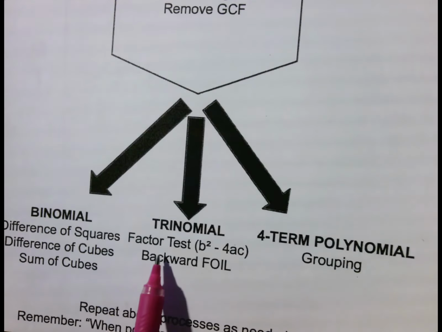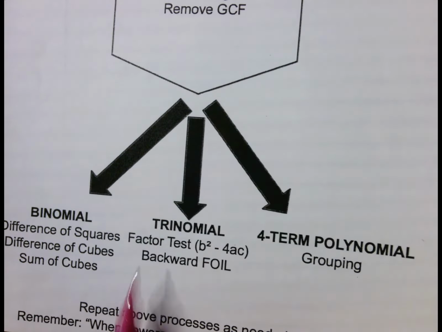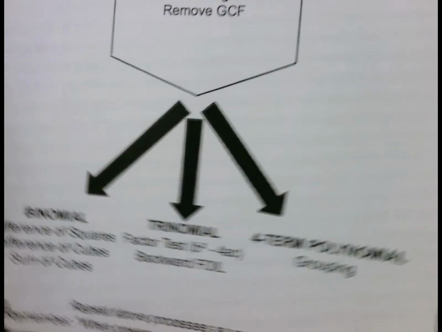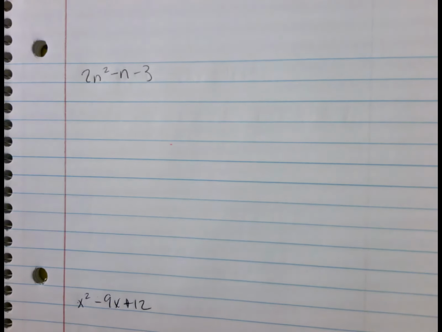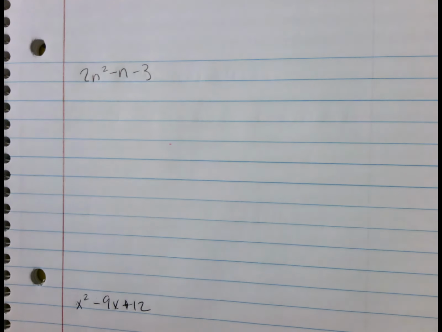And then we're going to attempt a factor test. If our factor test has a square for an answer, then we're going to move on and do a backwards FOIL and go ahead and factor this. If it does not end with a square, then we'll call it prime and we'll move on. Okay, so first thing we're going to do is our factor test.